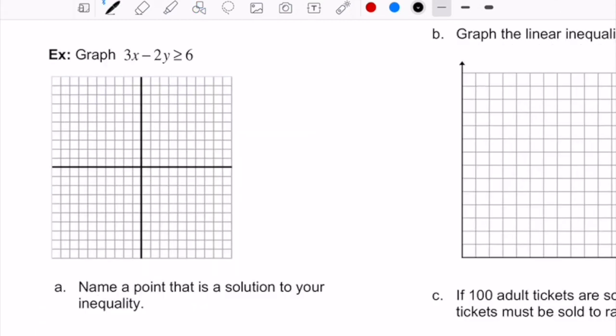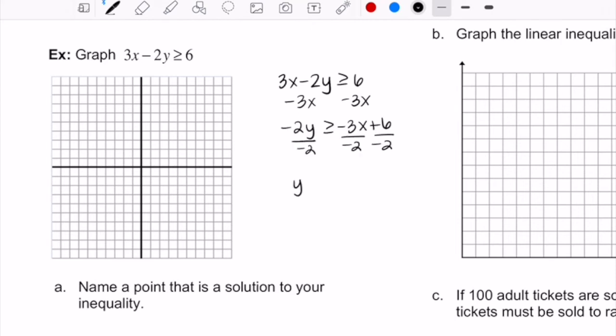We're given the inequality. Notice that it's not in slope-intercept form, and we're asked to graph it. So one way you can accomplish this is by putting that inequality into slope-intercept form. I'll minus the 3x from both sides, and then I'll divide both sides by -2. Remember here I'm dividing by a negative, so the inequality sign will change direction. So I get y is less than or equal to +3/2 x minus 3.